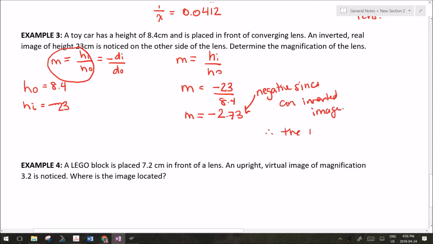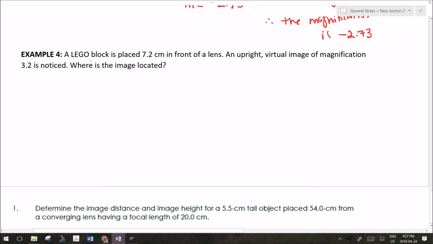So therefore, the magnification is negative 2.73. And there's no units with that. So in this last example, the Lego block is placed 7.2 centimeters in front of the lens, and we get an upright virtual image with a magnification of 3.2. So our magnification is 3.2. It's positive magnification since our image is upright.